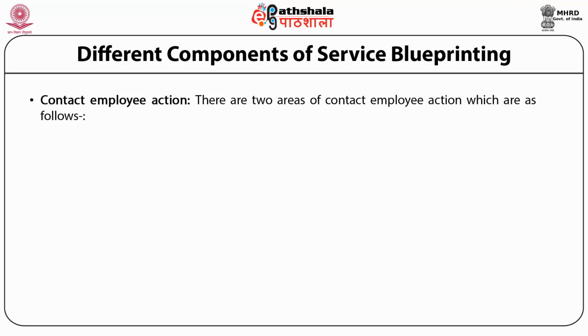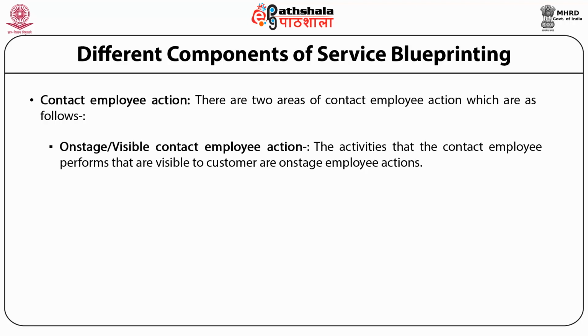Contact employee action. There are two areas of contact employee action: first, on-stage visible contact employee action; second, backstage invisible employee action. The activities that the contact employee performs that are visible to the customer are on-stage employee actions. These are the employees who directly interact with the customer. They are also known as customer interfacing employees.